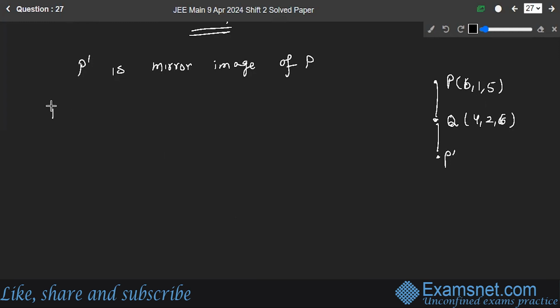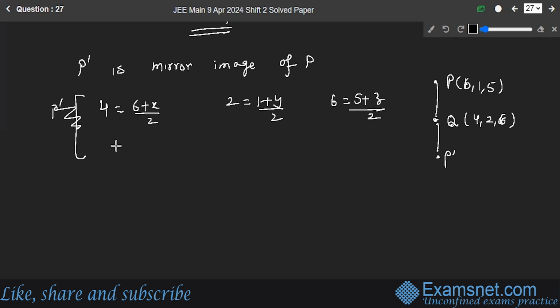So what will be the coordinates for P dash? This will be given by 4 is equal to 6 plus x upon 2, and 2 is equal to 1 plus y upon 2, and 6 is equal to 5 plus z upon 2. That will give you x is equal to 2, y is equal to 3, and z is equal to 7. So the coordinates for this will be 2, 3 and 7.